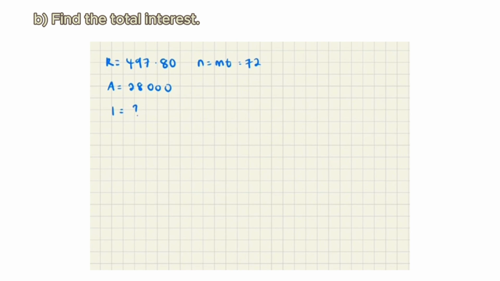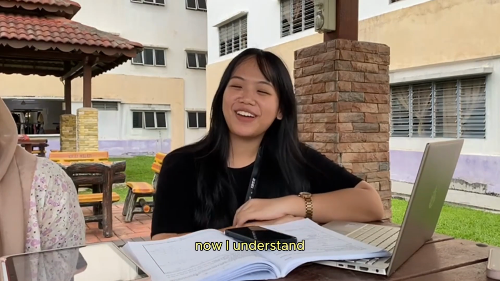And to find the total interest, we use the formula I equals NR minus A. Next, you have to substitute all the values in this formula, where you multiply 72 with 497.80 and subtract 28,000. And you have the value of total interest, which is 7,841.60. Oh, okay. Now I understand.